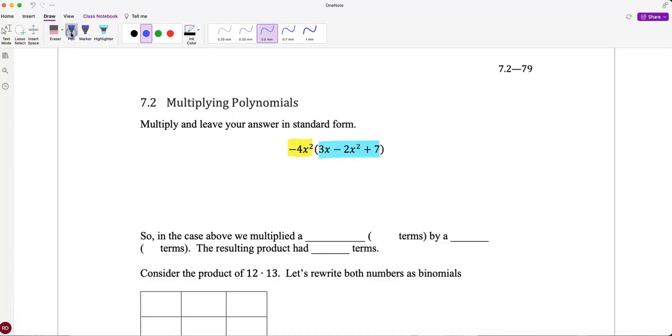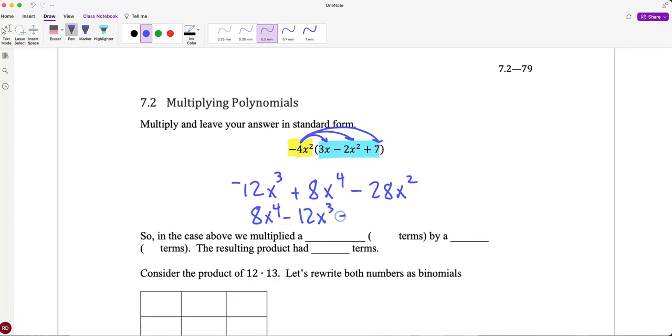When you multiply, it's the same as your distributive property: that negative 4x squared has to multiply by everything in the parentheses. So when the negative 4x squared multiplies by the 3x, you get what? Negative 12x cubed, and then plus 8x to the fourth, and then minus 28x squared. If we put this in standard form, that's 8x to the fourth minus 12x cubed minus 28x squared.